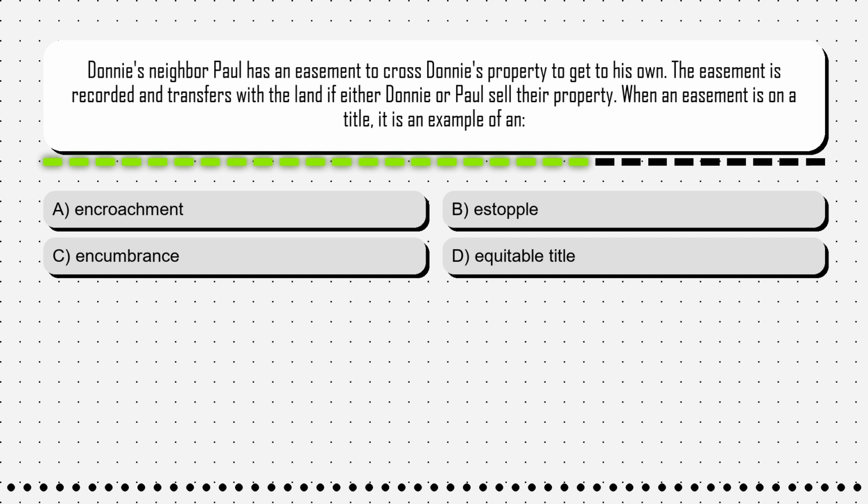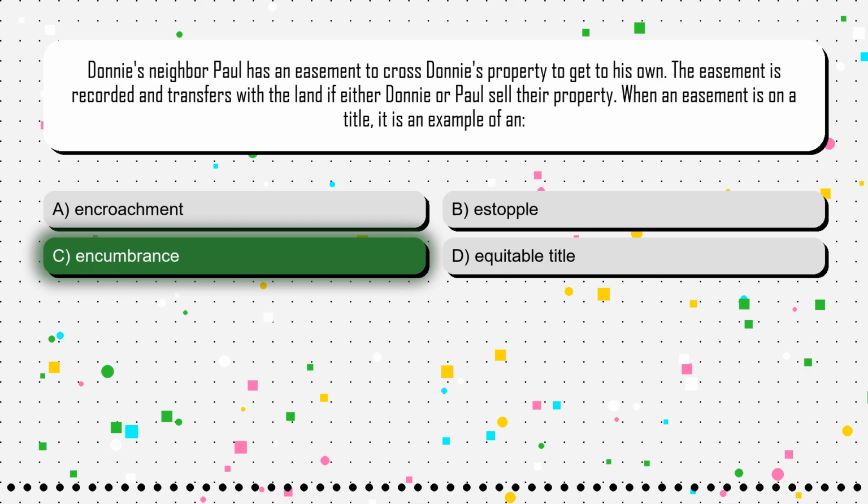Question 75. Donnie's neighbor Paul has an easement to cross Donnie's property to get to his own. The easement is recorded and transfers with the land if either Donnie or Paul sell their property. When an easement is on a title, it is an example of an Option A, encroachment. Option B, estoppel. Option C, encumbrance. Option D, equitable title.